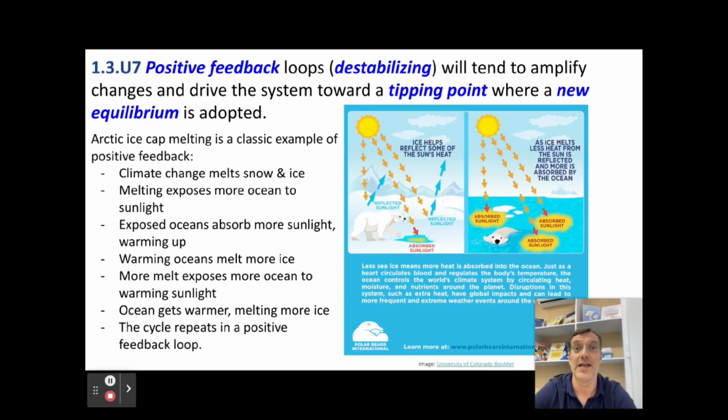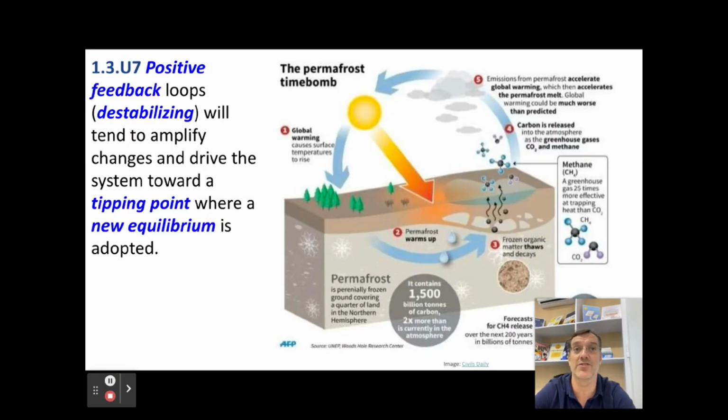For example, if the temperature of the Earth rises above a certain level, this may trigger a runaway greenhouse effect that could make the Earth uninhabitable for most life forms. The permafrost time bomb is a classic example of this happening. This is a destabilizing positive feedback in Earth's climate system.